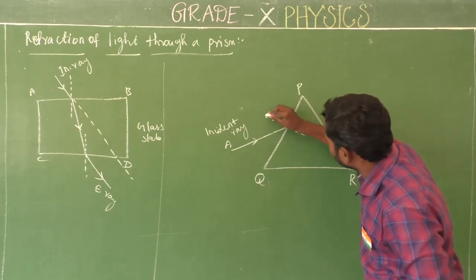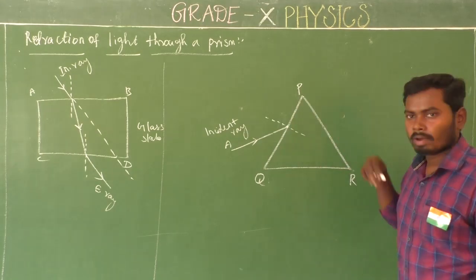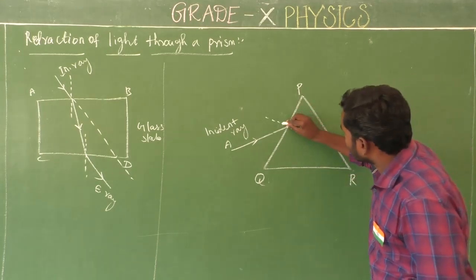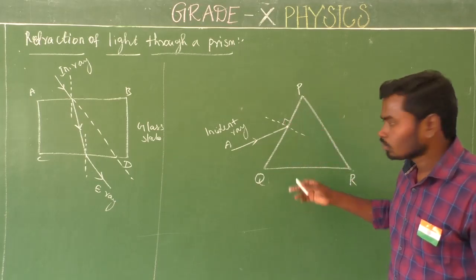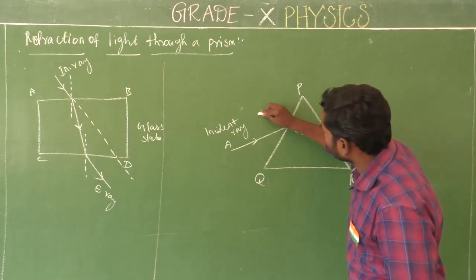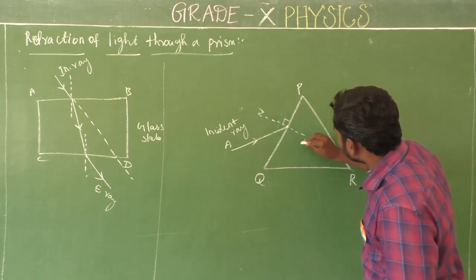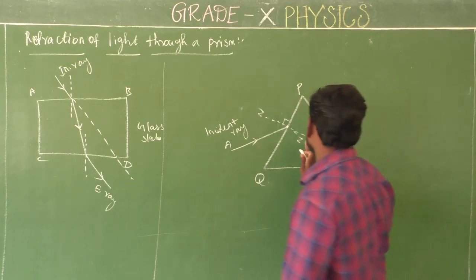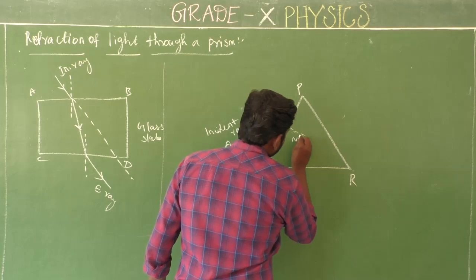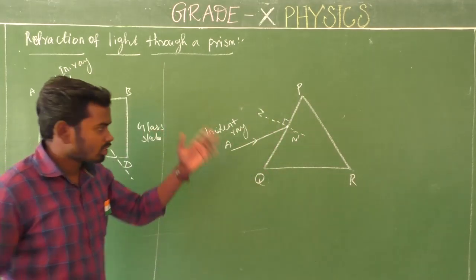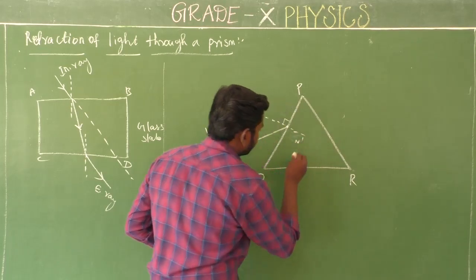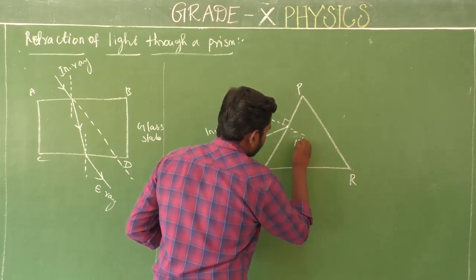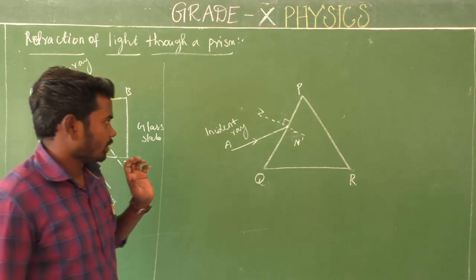This is the normal line. Look at that, it is a right angle triangle. Can you see this? That is a right angle triangle, so this is the normal, 90 degrees. Consider the normal N dash. Is it clear? So this is the normal, and this is N dash.